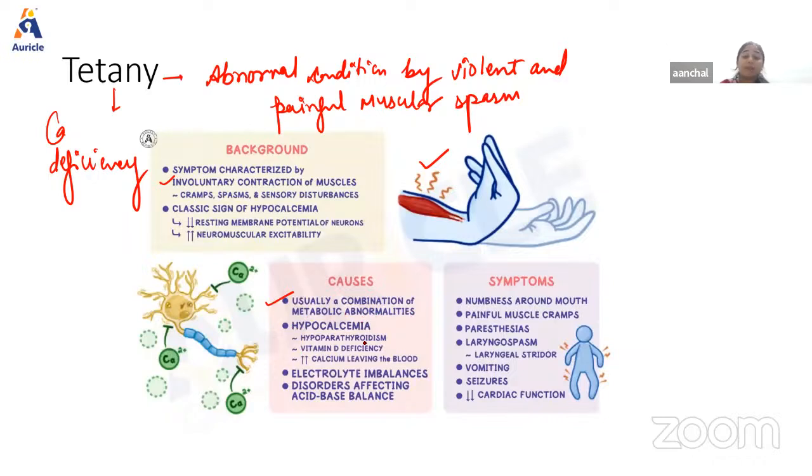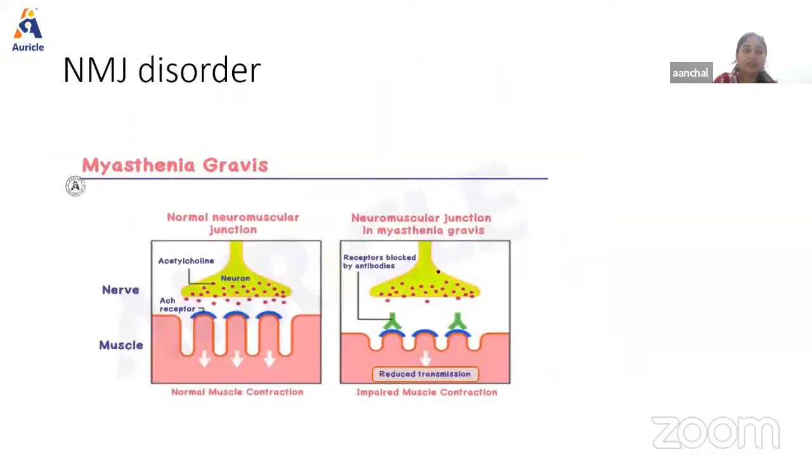Also, there will be a combination of metabolic abnormalities and hypocalcemia. There will be hypothyroidism, vitamin D deficiency, increased calcium leaving the blood, and there will be an electrolyte imbalance disorder affecting the calcium acid base balance. Then the symptoms are usually numbness, painful muscle cramps, paresthesia, then laryngospasm, then vomiting, seizures, and decreased cardiac function, which are the main features of the tetany.